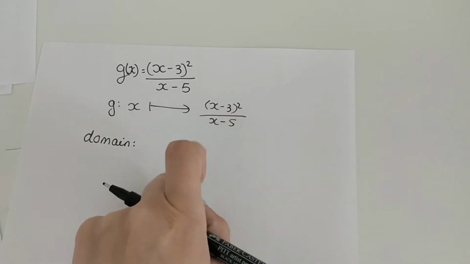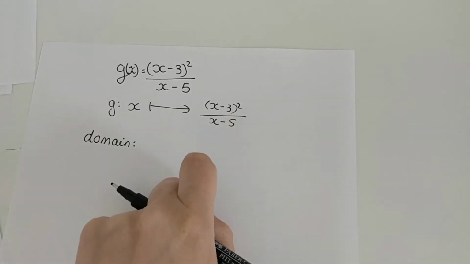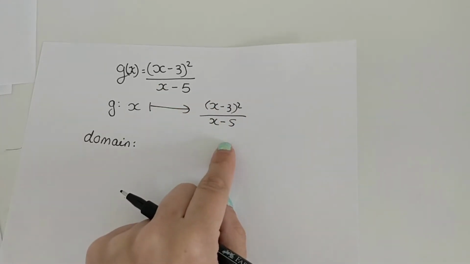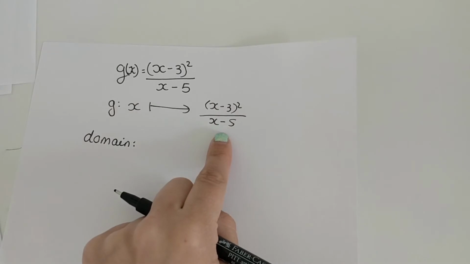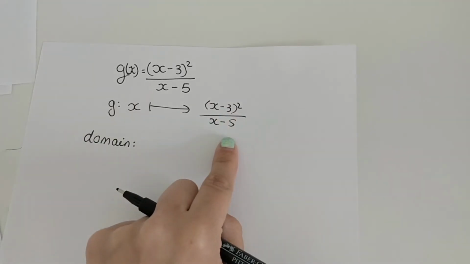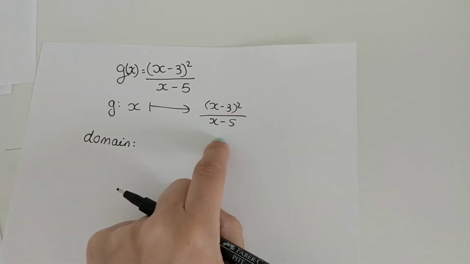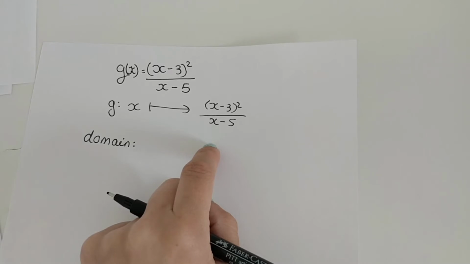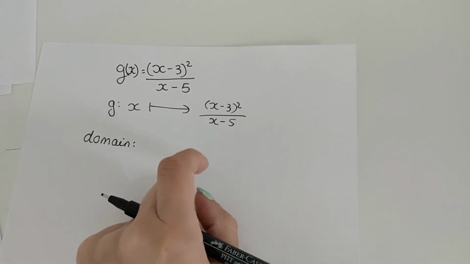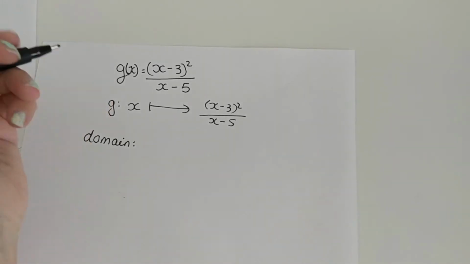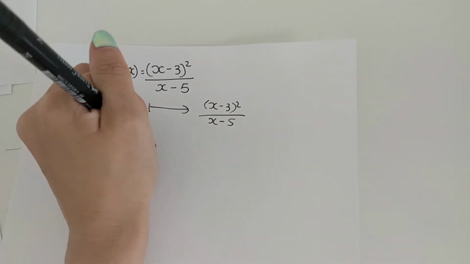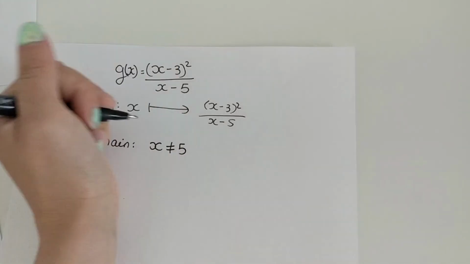Am I allowed to put 3 in here? Yeah, I am. I mean, I'd end up with 0 on the top, but that's fine. But what I'm not allowed to put in here is 5, because if I put 5 into here, the denominator is going to be 0, and if you divide by 0, well, you just can't. You're not allowed. Okay? Every time you divide by 0, God kills a kitten. Okay, apparently, that's what I heard. So we cannot put 5 into there. So the domain is going to be basically anything apart from 5.